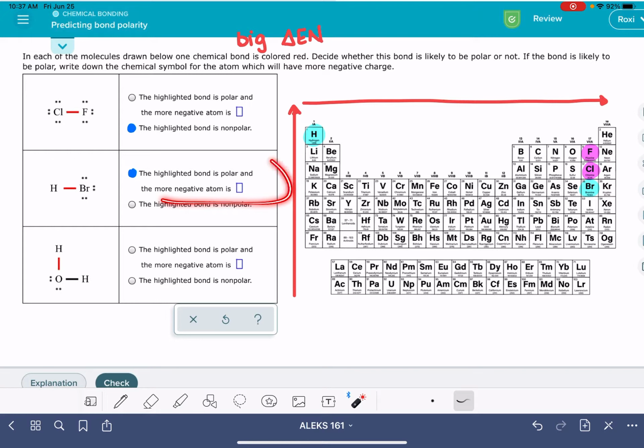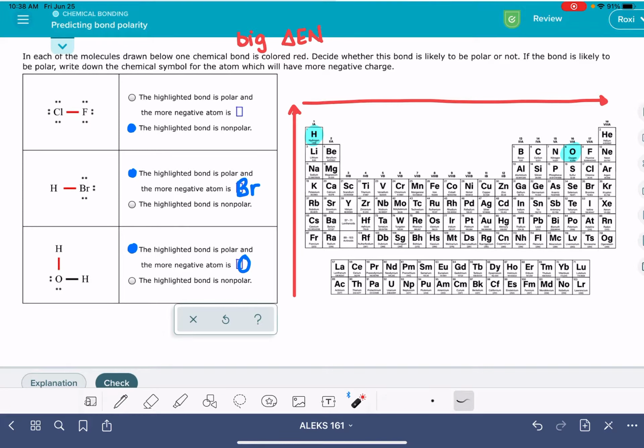And if it's a polar bond, it wants us to predict which is the most electronegative based on this trend as we go across the periodic table to the right. Then bromine is going to be the most electronegative. The last one that we have on here is hydrogen and oxygen. Hydrogen is right here, oxygen is right here. Again, super far apart. That's a polar bond, with oxygen being the more electronegative of the two.